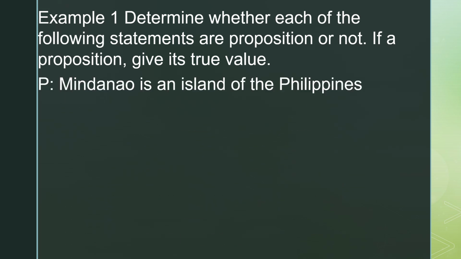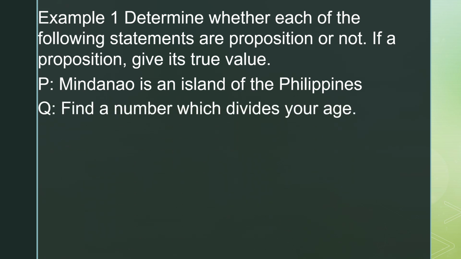Okay, so the proposition P: Mindanao is an island of the Philippines. This is a declarative sentence, and Mindanao is an island in the Philippines. Hence, P is a true proposition. Next, the proposition Q: find a number which divides your age. As you can see, it's giving a command, so it's an imperative sentence. And so, it is not a proposition.